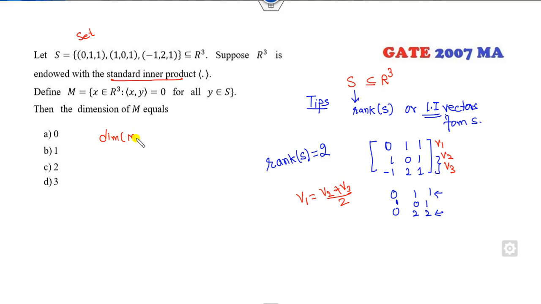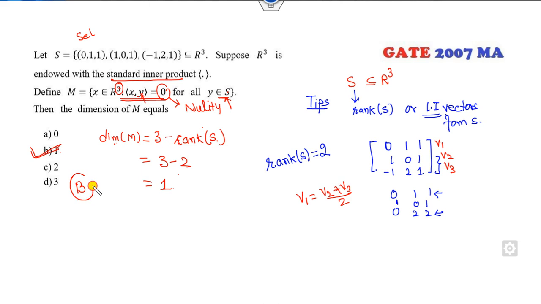Now what is the dimension of M? Using the rank nullity theorem, the dimension of M is the dimension of the space minus the rank of the elements of this S, because Y is an element of S. What is the rank of S? It is 2. So 3 minus 2 is 1. Because whenever there is an equality to 0, it means you are talking about the nullity. You have to find the dimension of the nullity. So by the rank nullity theorem the dimension is 3 minus the rank of the elements of this Y. Y is part of the S. The rank of S is 2, so 3 minus 2, which is 1, is the right answer of this problem.